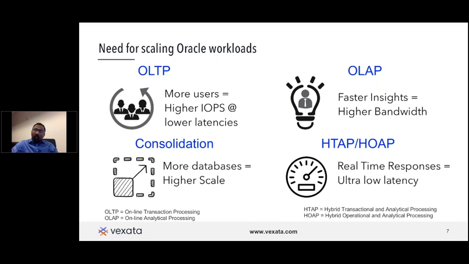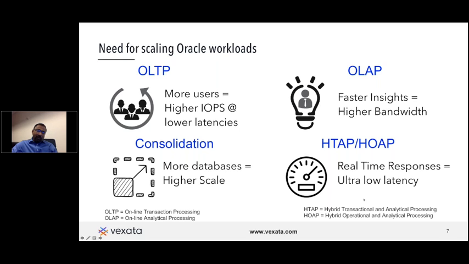As they become more and more digital, there are more databases, and they don't want to spend too much on Oracle licenses. So what they end up doing is consolidating multiple databases on fewer servers and consolidating the storage into fewer arrays so that these arrays can scale better and offer much higher performance. So that's a big requirement for the storage infrastructure.